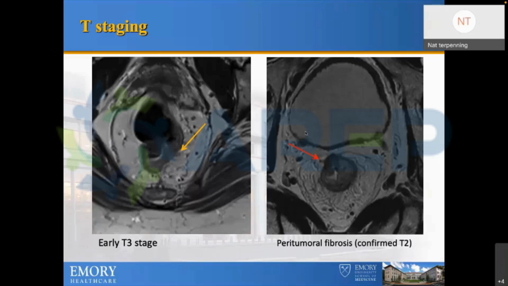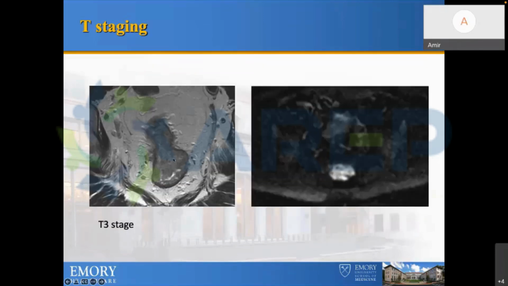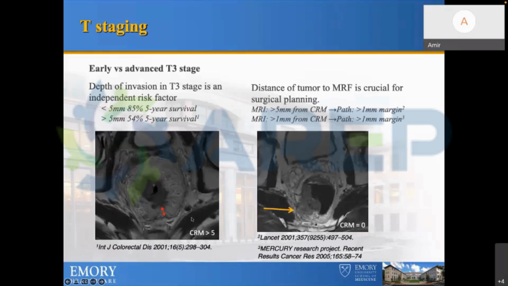Nowadays, it's been shown that early T3 doesn't have that much benefit from preoperative neoadjuvant therapy. So it's okay to do surgery in this one. If you say T2 versus early T3, the surgeon is going to decide. However, if you see this, it's definitely T3 stage. This is early T3, this is advanced T3. This is involved, this is distant more than 5 millimeters from the mesorectal fascia.